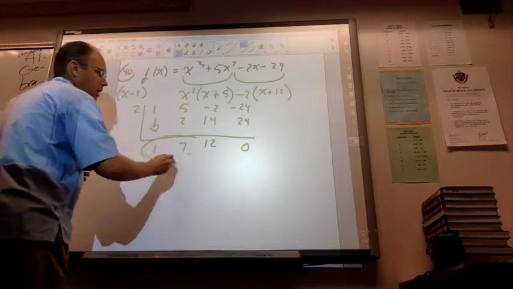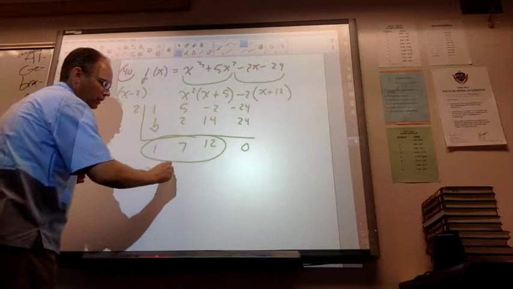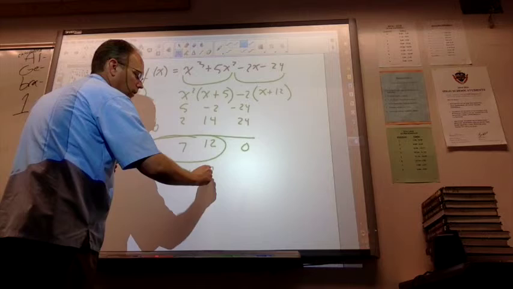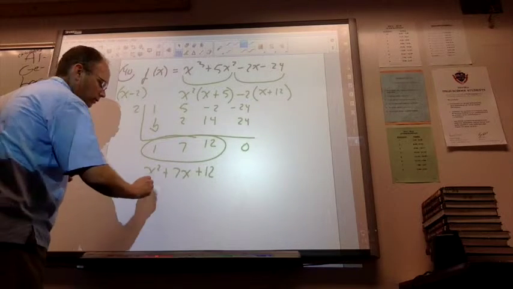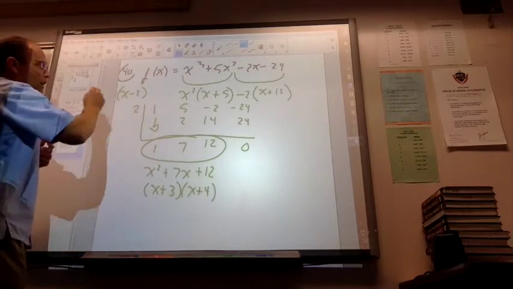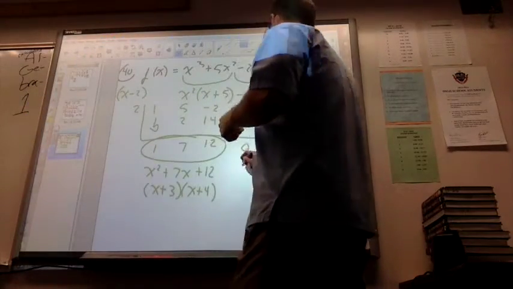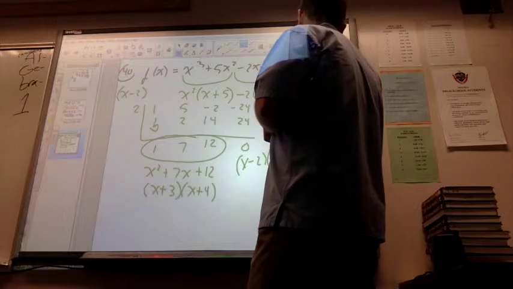Now here's kind of the neat thing about this problem. Now that we've taken this down, I'm going to focus on this part right here. I'm going to plug the x's in, but being I've already divided by one of the factors, it started as x to the third, so I'm going to make this x squared plus 7x plus 12. What 2 numbers multiply together to give me 12, add together to give me 7? 3 and 4. So x plus 3, x plus 4. So the factored form of this is x minus 2, x plus 3, x plus 4.